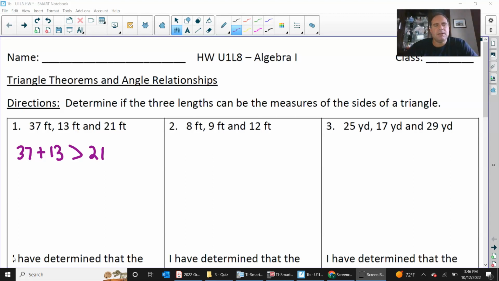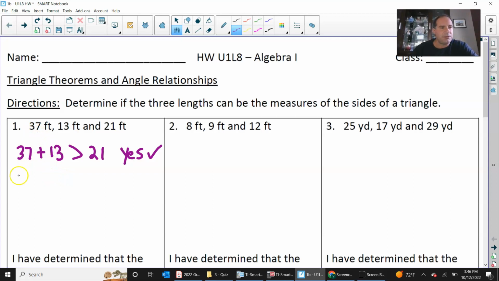question number 1. What we're going to do is that we're going to be given 3 side lengths of a possible triangle. We are going to use the theorem that if you add 2 side lengths of any triangle, it has to be greater than the third side length. So I took 37 plus 13. It has to be greater than 21. It is, so I'm going to put a yes right here. So that is 1 down. It has to meet all criteria.